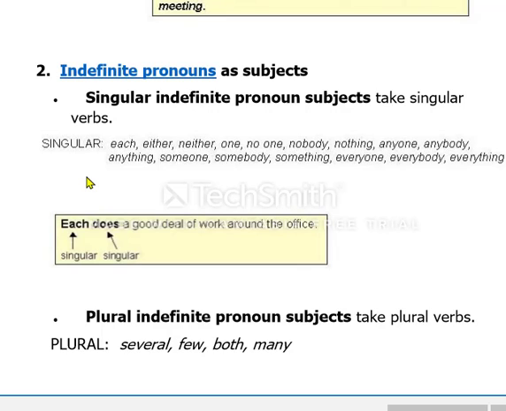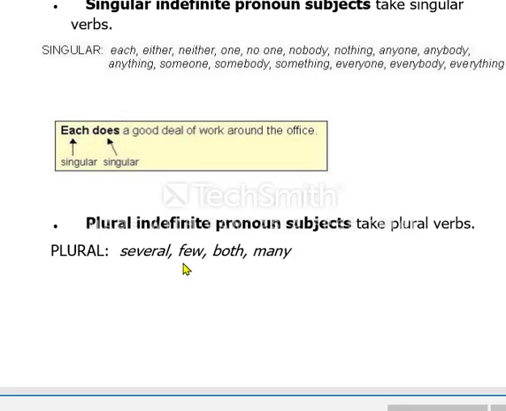So now we come towards the next thing. Plural indefinite pronoun subjects take plural verbs. Now what are the plural ones? Several, few, both, many. And if you put your attention towards the singular ones: each, either, neither, no one, nobody, nothing. These are singular. So I take you to the next page so that you can see what's going on here. Both do a good deal of work around the office.